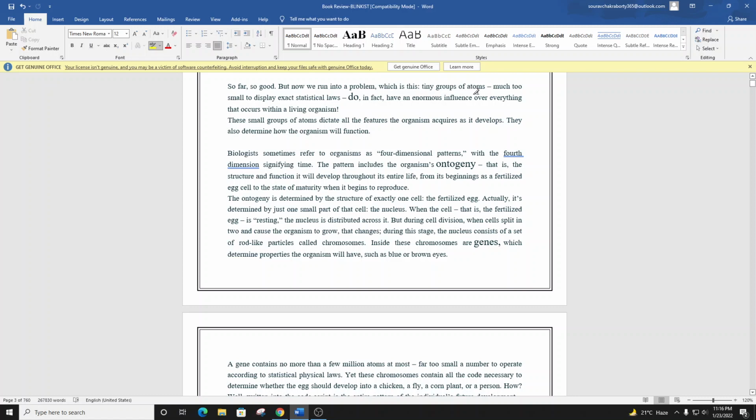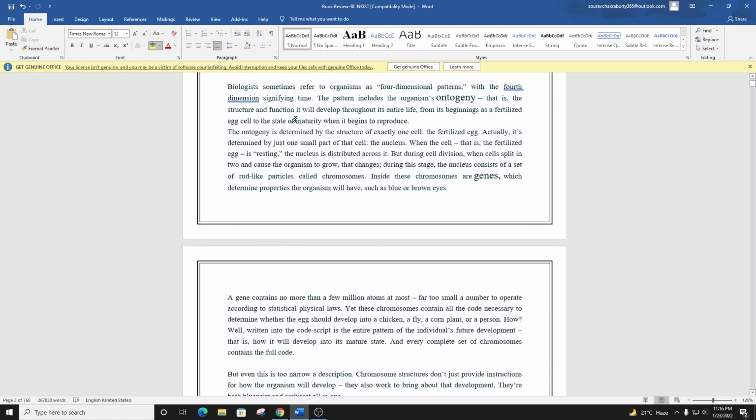Tiny groups of atoms, much too small to display exact statistical laws, do, in fact, have an enormous influence over everything that occurs within a living organism. These small groups of atoms dictate all the features the organism acquires as it develops. They also determine how the organism will function.